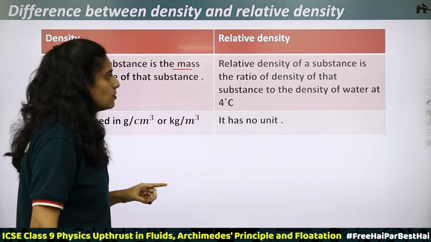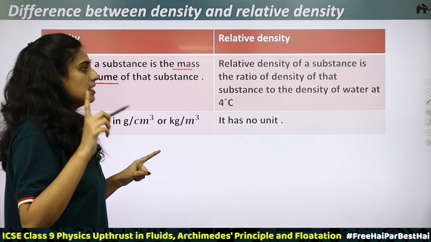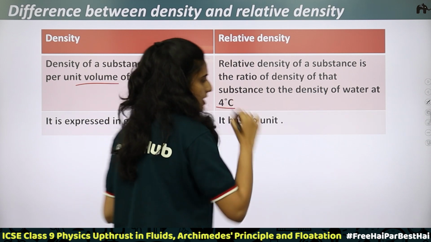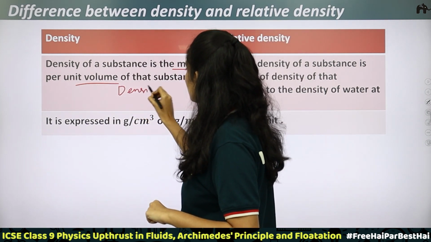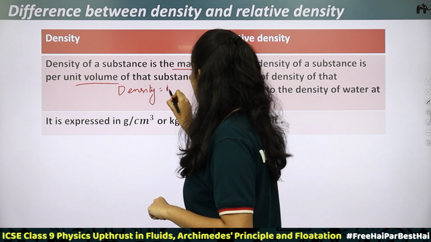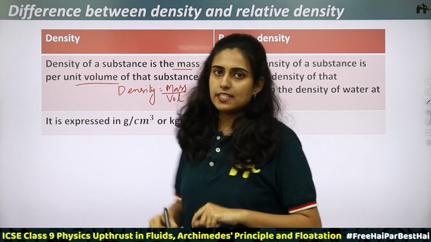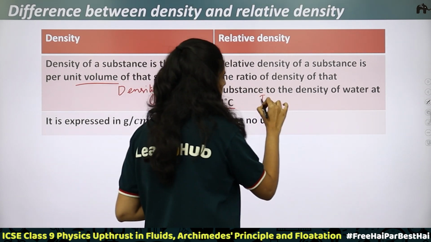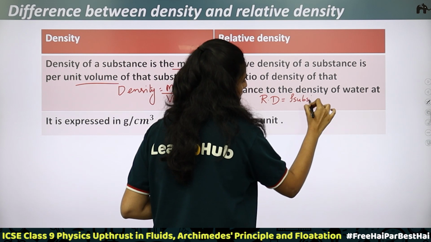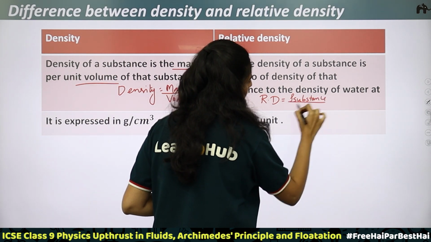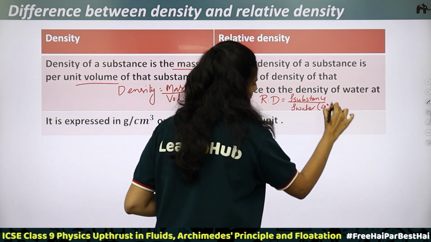Relative density of a substance is the ratio of the density of that substance to the density of water at 4 degrees Celsius. Density is equal to mass divided by volume. Relative density is equal to density of substance divided by density of water at 4 degrees Celsius.